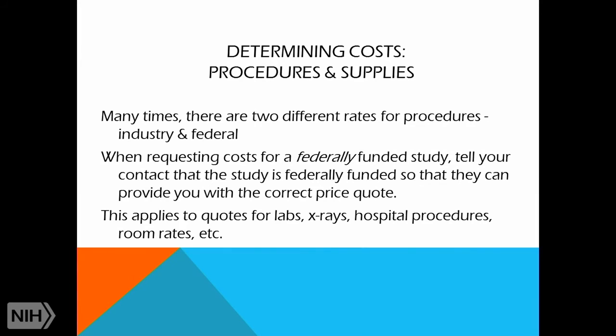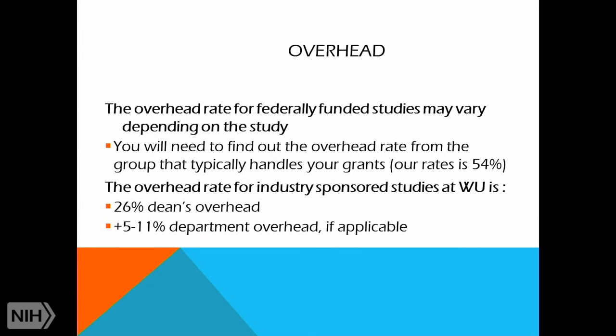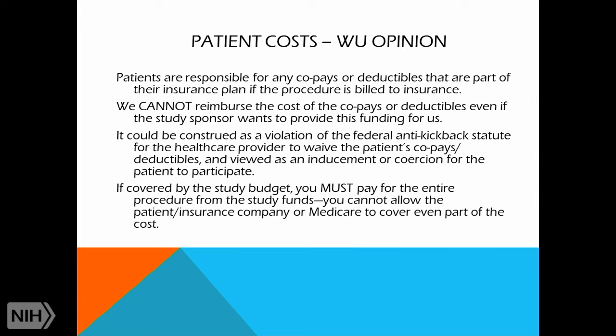So this particular slide talks about when you're asking for prices for your different procedures, and you have to ask someone else for a price, you need to tell them if it's federally funded or industry sponsored. And then overhead is another thing. Whatever your overhead is at your institution, you need to find out what it is if you don't know, because that needs to go on everything. And that helps cover many costs at a university for sure. We have a research compliance office and everything that money, I guess, goes to fund.